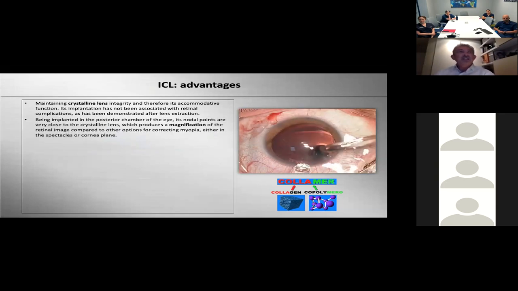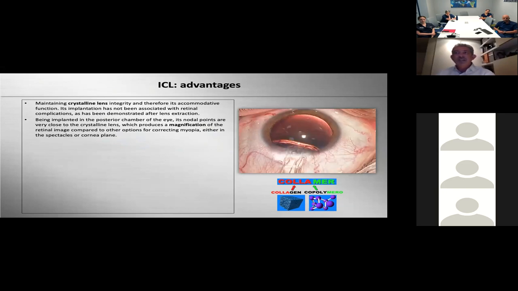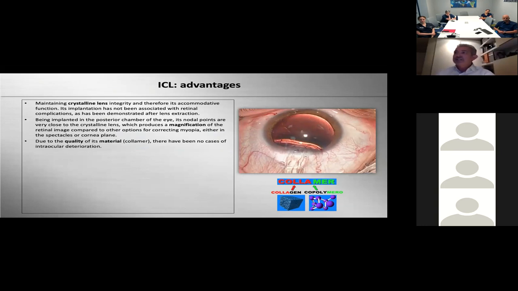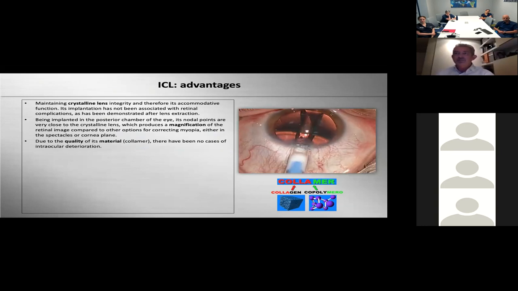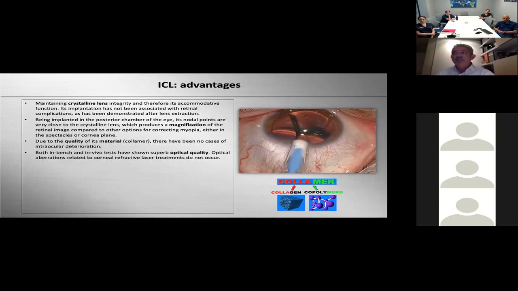Being implanted in the posterior chamber of the eye, its nodal points are very close to the crystalline lens, which produces a magnification of the retinal image compared to other options for correcting myopia. Due to the quality of its material, Collamer, there have been no cases of intraocular deterioration. Both in bench and in vivo tests have shown superb optical quality.